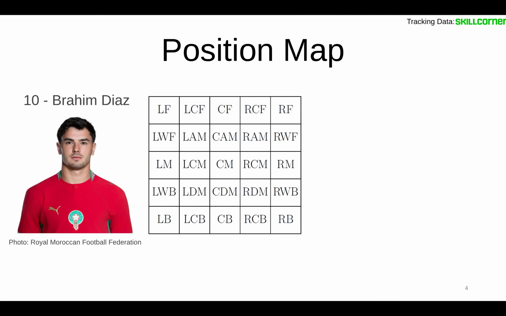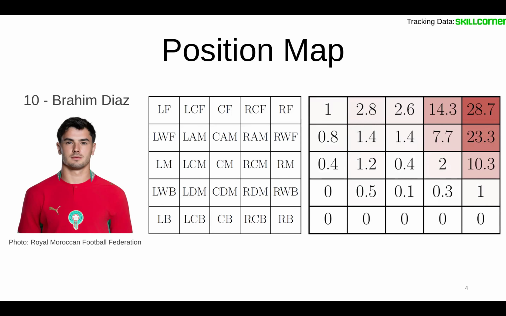For each in-play frame, we have 25 possibilities for the position that he can occupy. So we can go over all the frames of the match, and in the end, in this case, say number 10 appeared around 28% of the time in the right forward position, around 23% of the time in the right wing forward position, and around 10% of the time in the right midfielder position. This 5x5 grid, we call it a position map of this player.